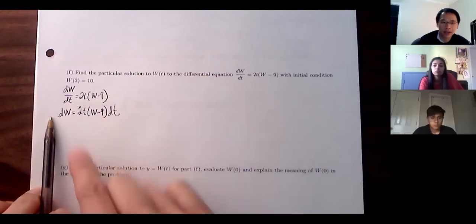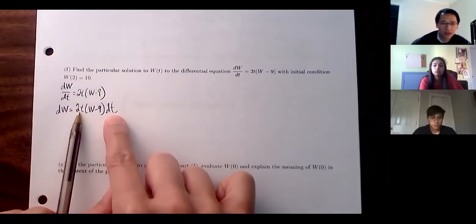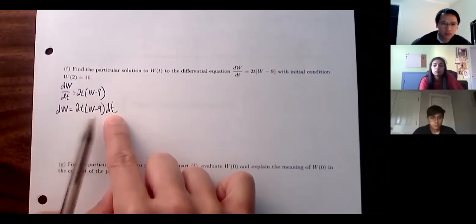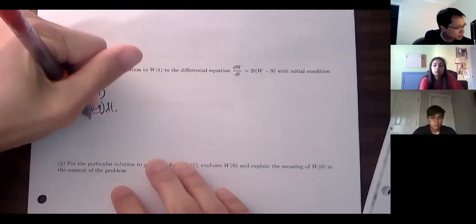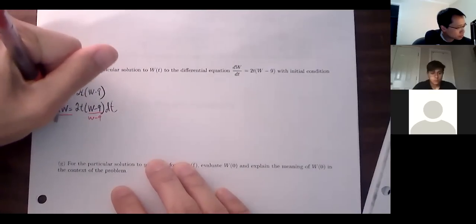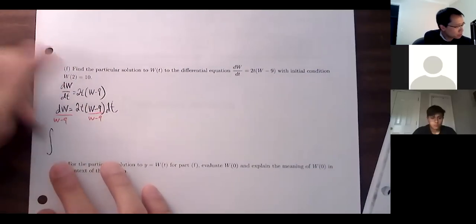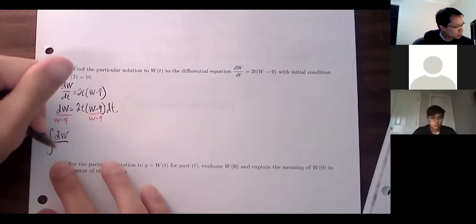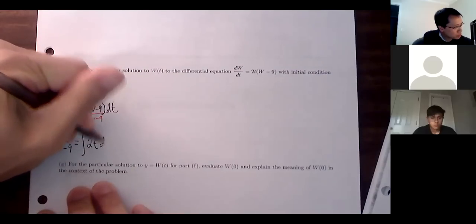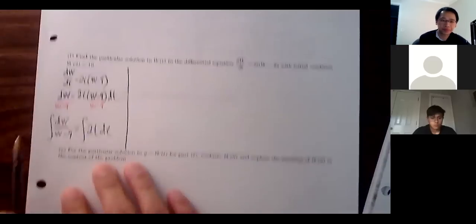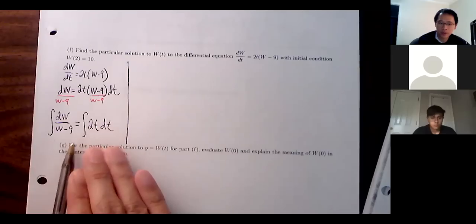the numerator. So now we decide, okay, what is out of place? What is not where it needs to be? The 2t and dt look like they're good to go. It's this w minus 9 that has to move over. So we'll divide both sides by w minus 9. So now we have the integral of dw over w minus 9 is equal to the integral of 2t dt. All right, clean separation.